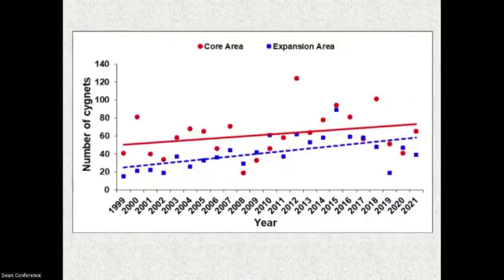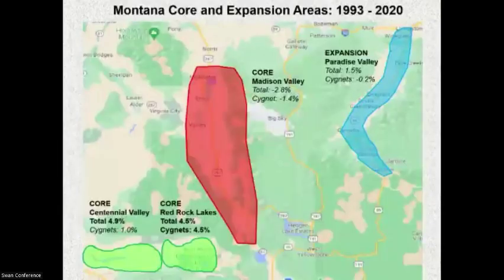And then we have the total number of cygnets. Once again, the core area produces more cygnets than the expansion area, but the expansion area is actually catching up quite closely. So I did least squares regression on each one of these areas. And the polygons are just a general area of the survey area. They're not exact. I didn't put them on GIS. I just kind of figured it out on a map.